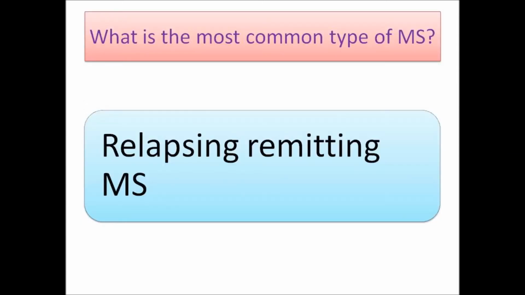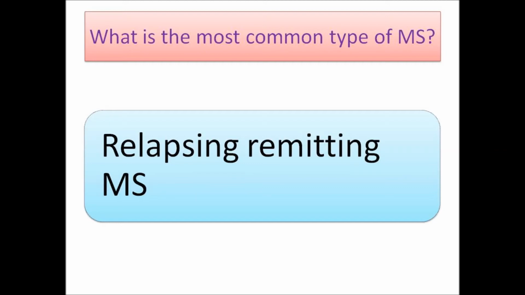Okay, that's the question. What is the most common type of multiple sclerosis? The most common type is relapsing remitting multiple sclerosis. This is seen in 80 to 90% of patients, in which the patients will have acute attacks, but between the attacks the patient is normal.